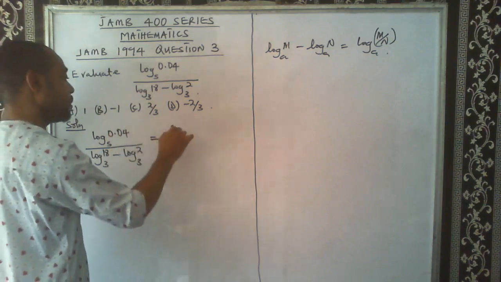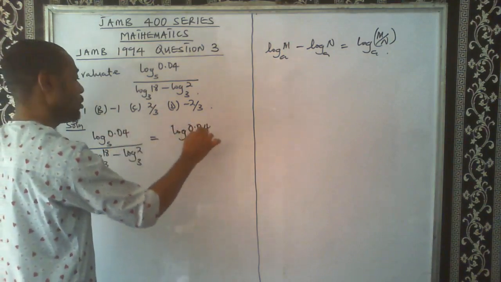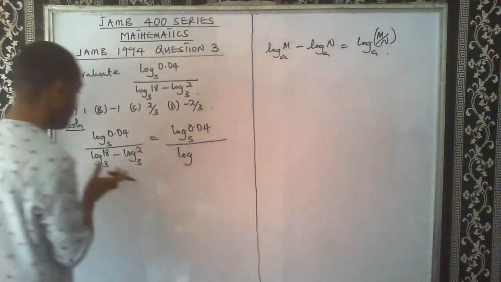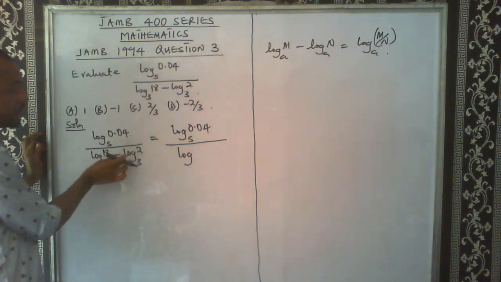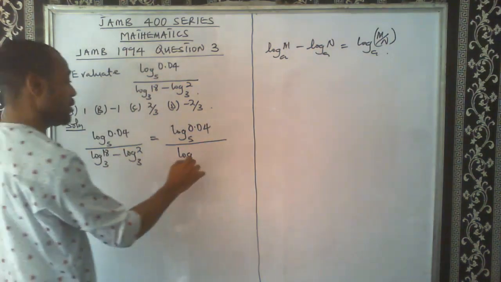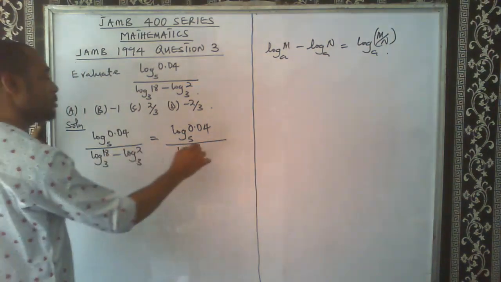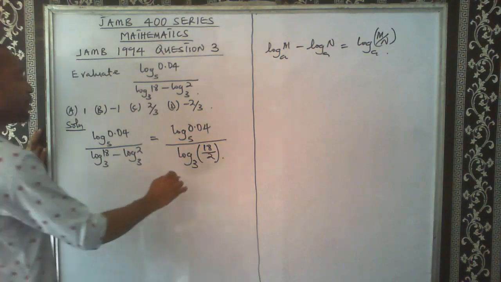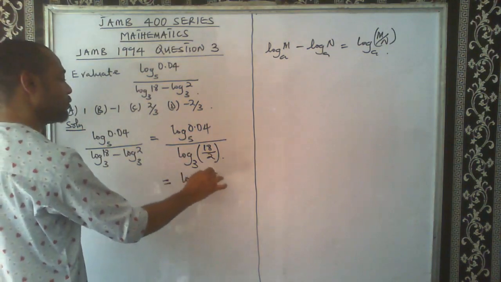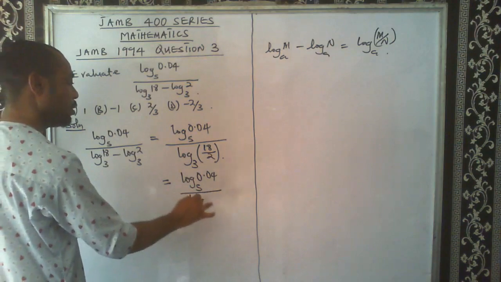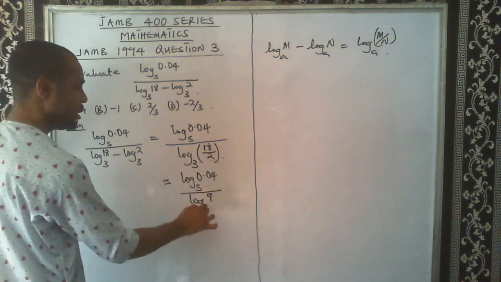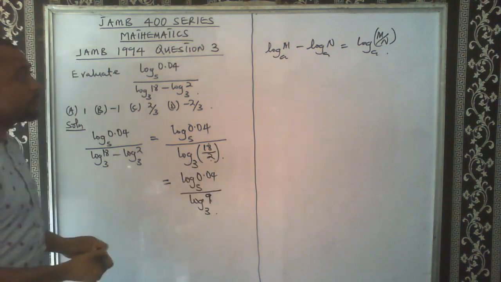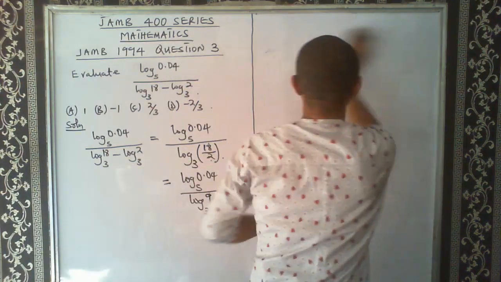So we can still leave this the way it is, log 0.04 in base 5, all upon log. Applying this, the bases are the same, base 3 here, base 3 here, and the sign between them is negative, so we have log base 3. We now divide 18 by 2, and when we do that, we are going to have log 0.04 in base 5 divided by log 9 in base 3. Okay, we move further.